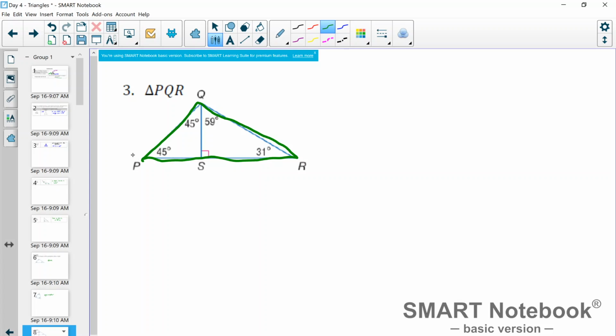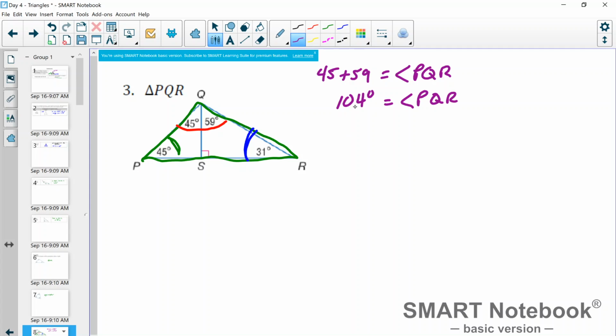So I'm going to take a look at each angle. So here at angle P we have 45 degrees. Angle R we have 31. And up here at angle Q, we have 45 and 59 degrees. So in order to figure out what kind of triangle we actually have to add these two angles. So step 1, 45 plus 59 gives me angle PQR. So if I add them together, I'm going to get 144 degrees. Is that angle less than, greater than, or equal to 90? It is greater, therefore obtuse.